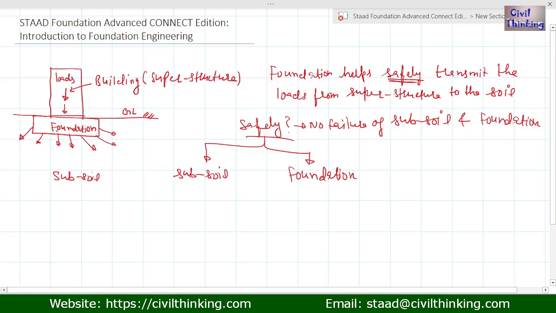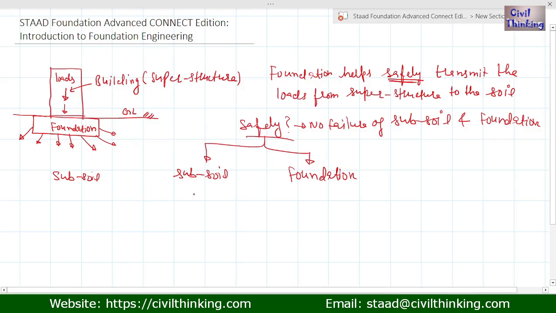So there is a risk of failure of the subsoil, and also because the loads are acting on the foundation, there is a risk of failure of the foundation itself. So we have two things. We design the foundation in STAAD Foundation Advanced, so we will see some aspects of this design here, so that we can apply them in STAAD Foundation Advanced Connect Edition.